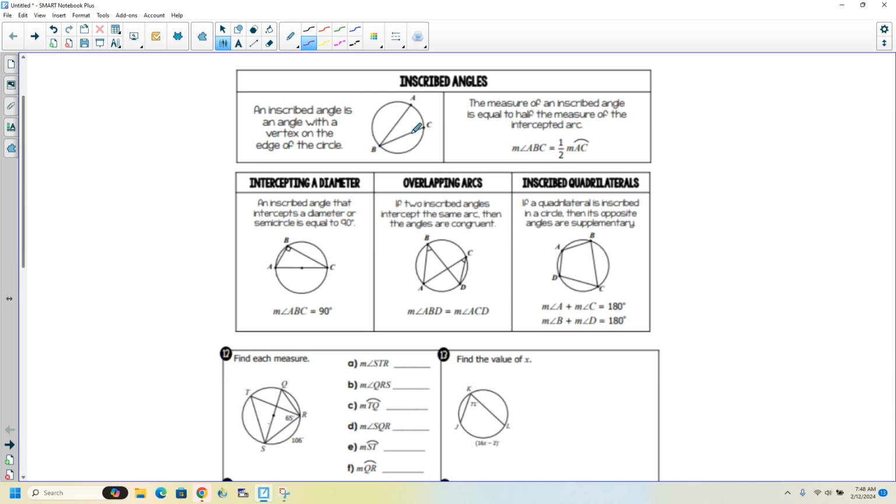We had it in our vocab, and we know that an inscribed angle has its vertex on the circle, and its two sides are each chords of the circle. That's what makes it an inscribed angle. Today we're going to look at the measures of inscribed angles and how they relate to the arcs in the circle.